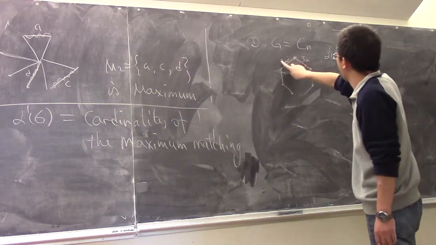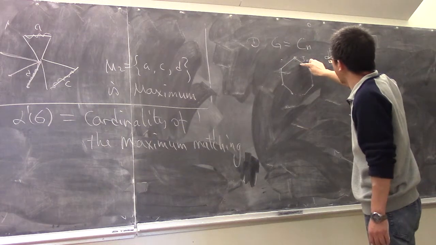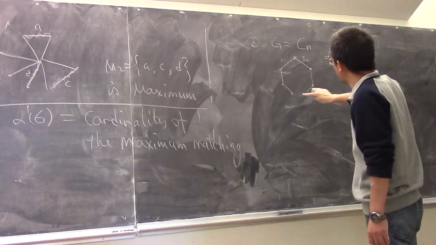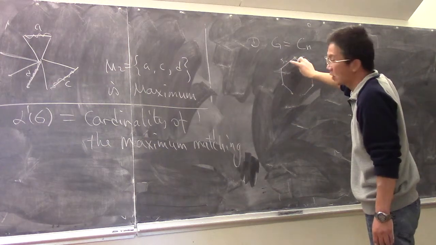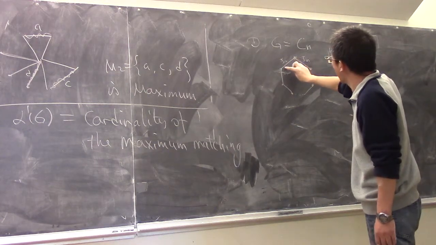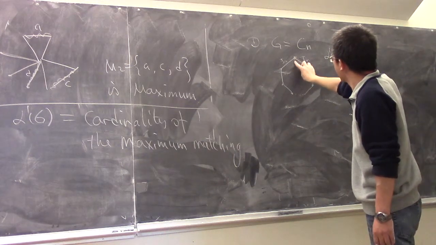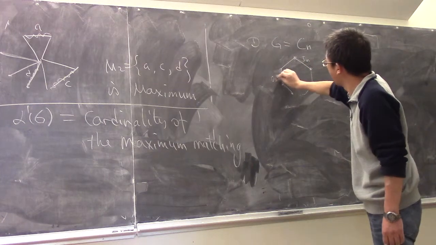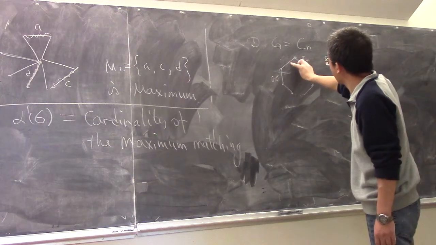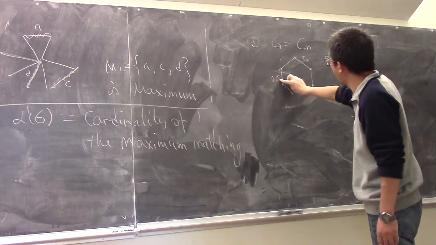But what if n is odd? Then if you assign alternately, in, out, in, out, in, out, the last one you can assign is in, but this is going to give you a contradiction. You cannot assign two ins, because they are going to share the same vertex. So therefore, there's no way you can assign this edge. So this is in, out, and then you stop.